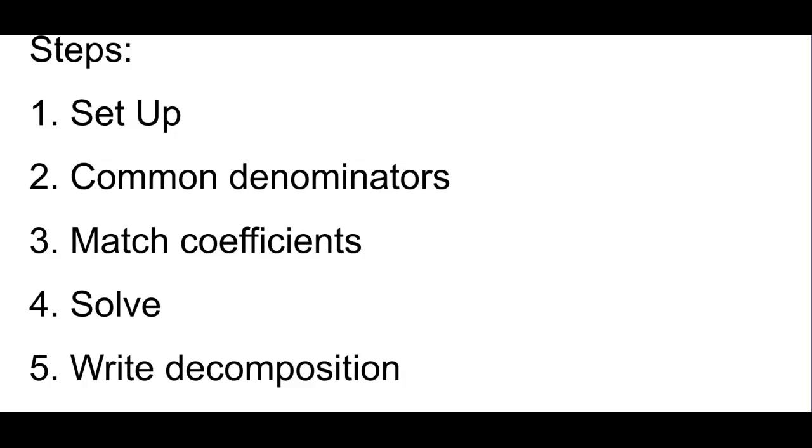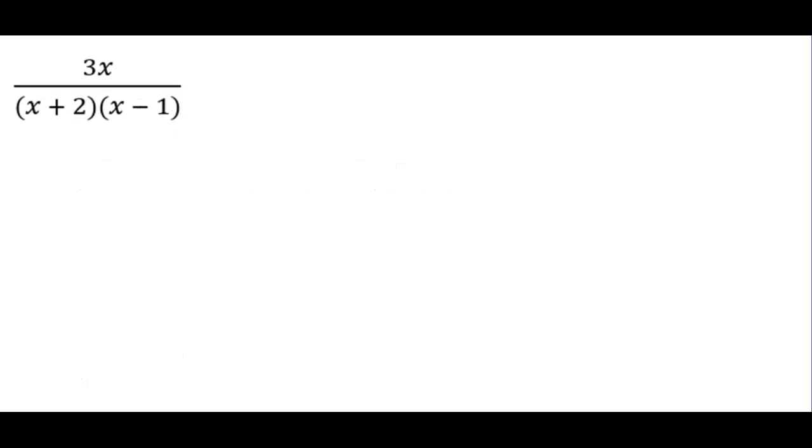All right, once you get it set up, then it's a matter of getting common denominators, matching the coefficients, solving, and then finally you have to write the decomposition. So those are the steps. All right, so here's our first example. Similar to the problem that we just did, where we have two factors in the denominator. Those are both linear factors, meaning x plus 2 is a degree of 1.